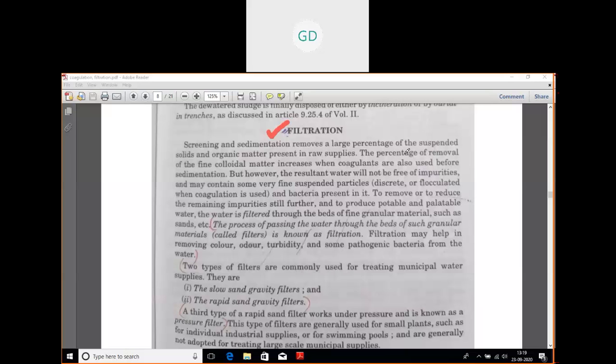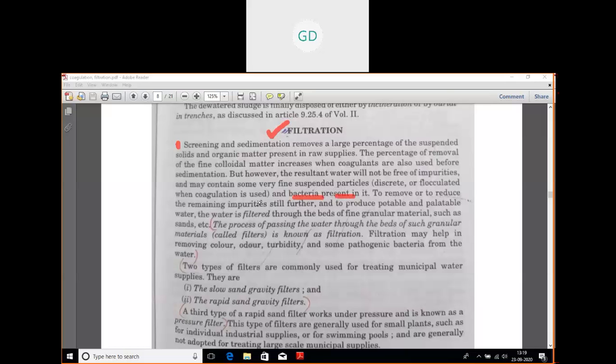These two are the most important ones. So here you can see, screening and sedimentation remove a large percentage of the suspended solids and organic matter present in raw supplies. The percentage of removal of the fine colloidal matter increases when coagulants are also used before sedimentation. However, the resultant water will not be free from impurities and may contain some very fine suspended particles and bacteria present in it.